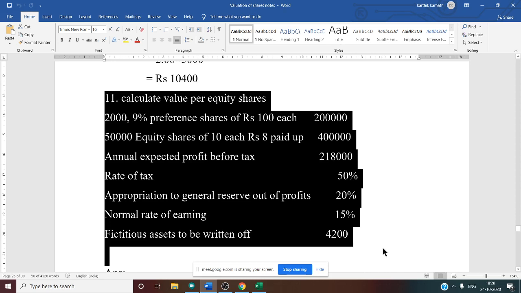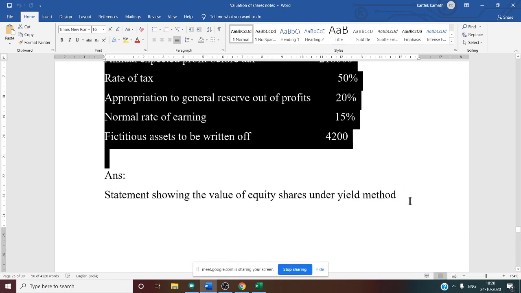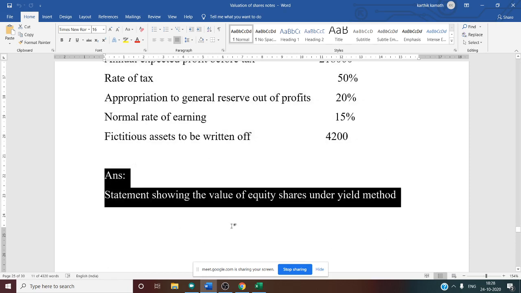Now we'll see this problem, and by seeing the problem itself it is very clear that we need to follow the market value method. Why? Because again asset information is not given, information about rate of tax, dividend and NRR is given, and only shareholders' fund is mentioned. That is why we are going to follow the market value method. So the calculation of value per share under the yield method or market value method is as follows.